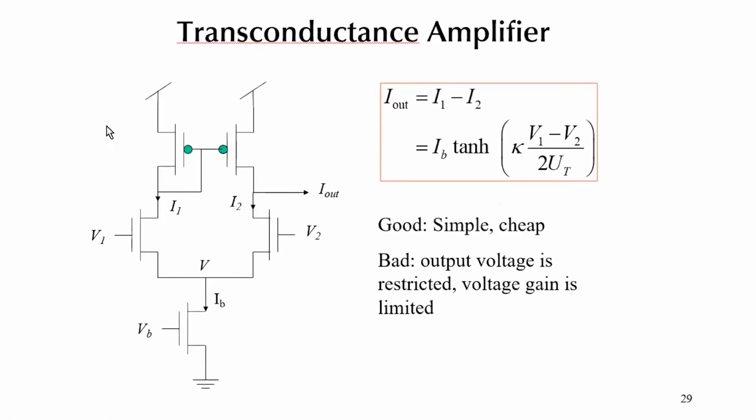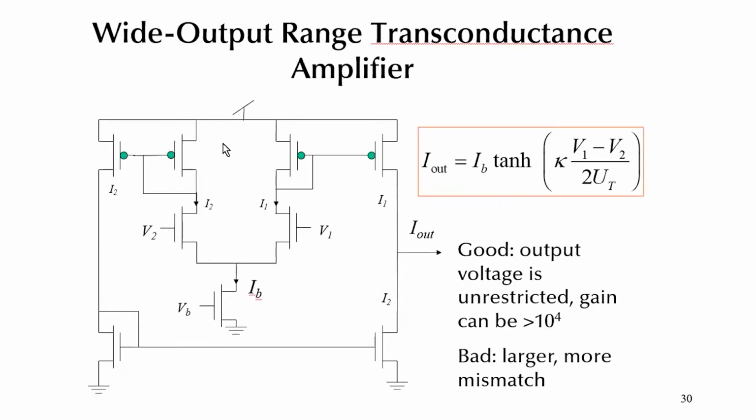Transconductance amplifier. The nice thing is it's cheap, only 5 transistors, and it's simple. The bad thing is the output voltage is restricted, and also the voltage gain is limited. If you want the widest swing on your V out, then you do a wide output range transconductance amplifier, where instead of having a current mirror on the 2 branches here, you have 2 current mirrors, and then you mirror one of the currents, like I2 here, so that it's now the current sink, and so that way you can always do I1 minus I2, right?